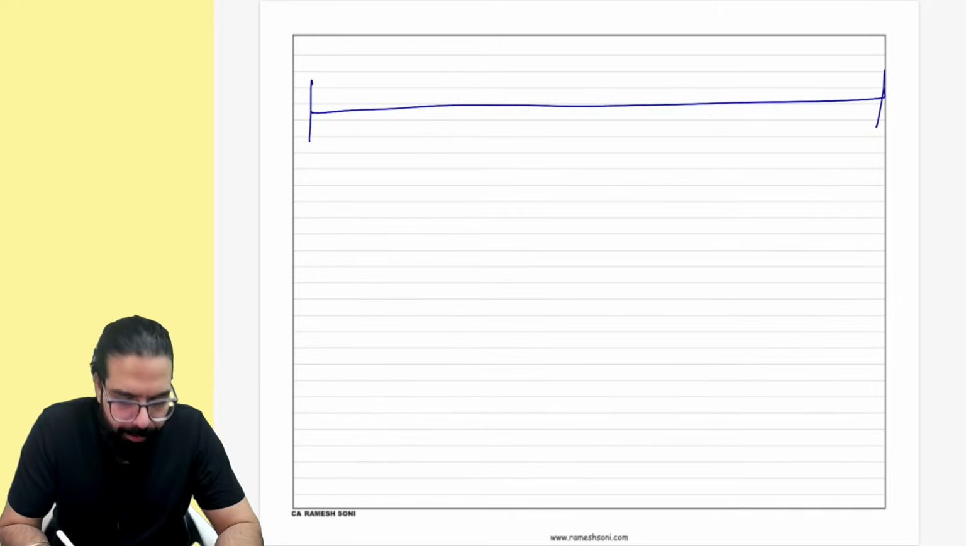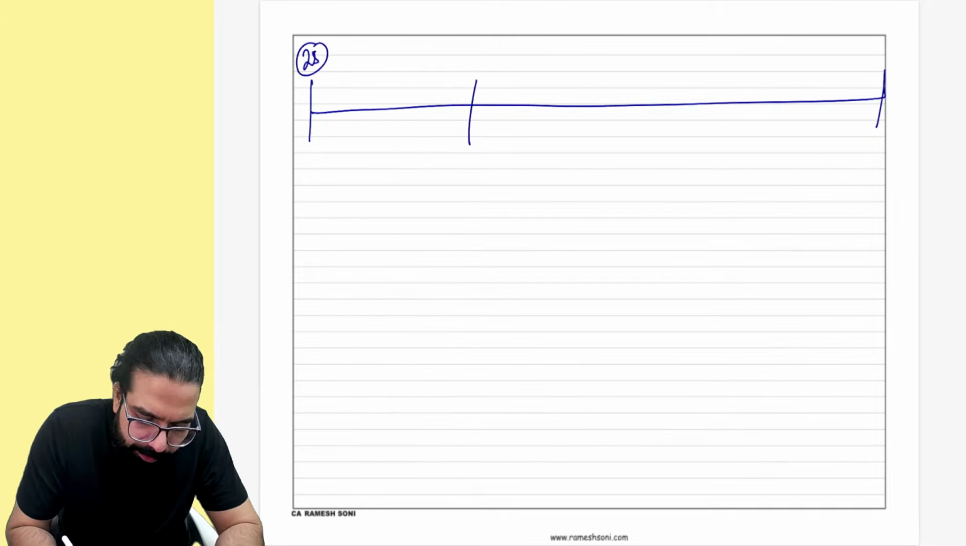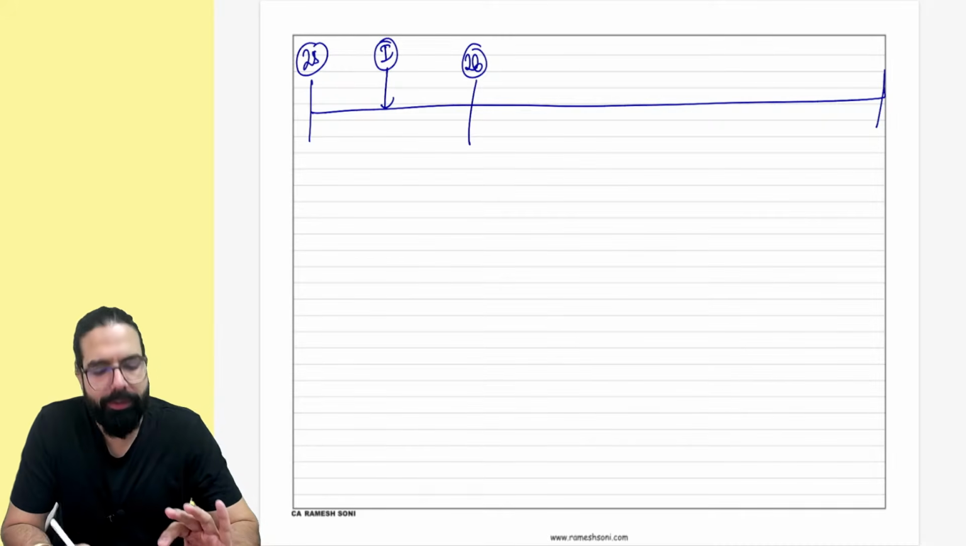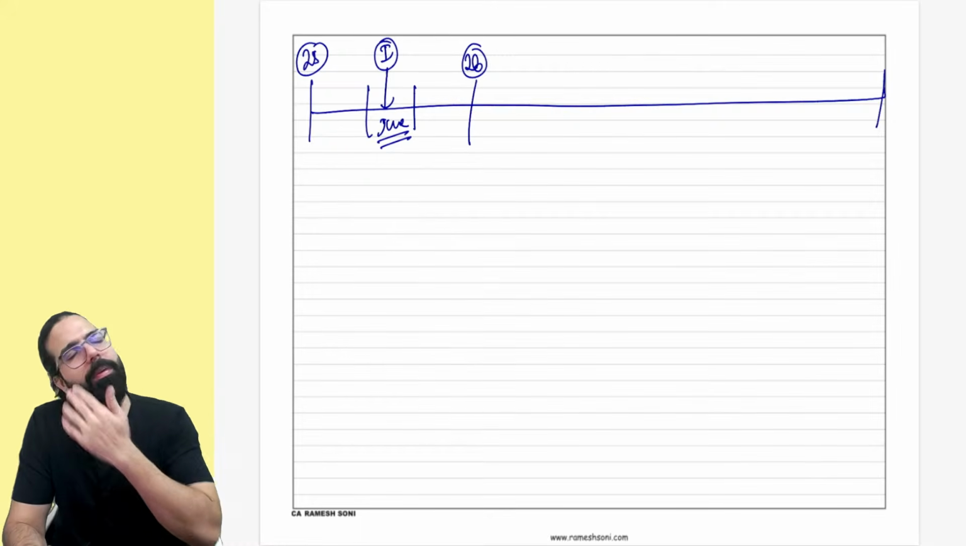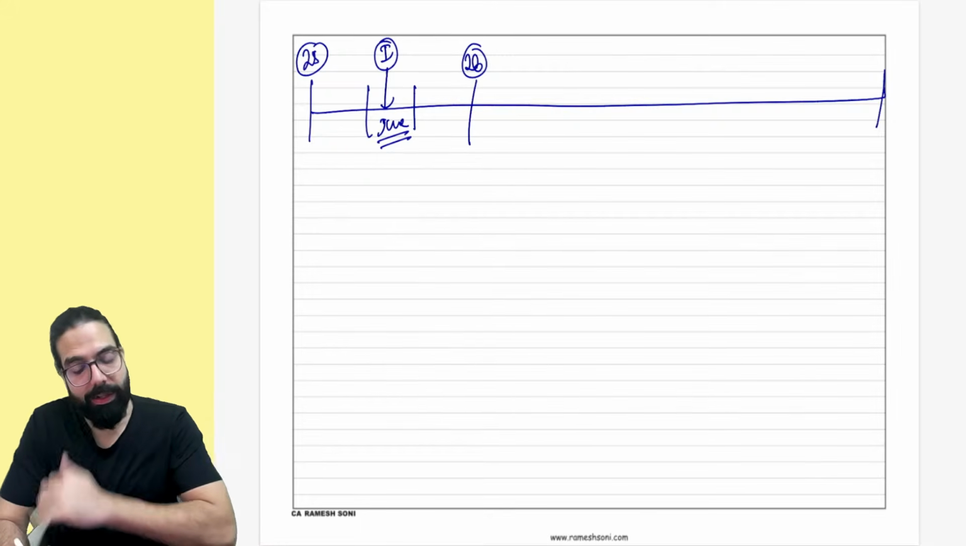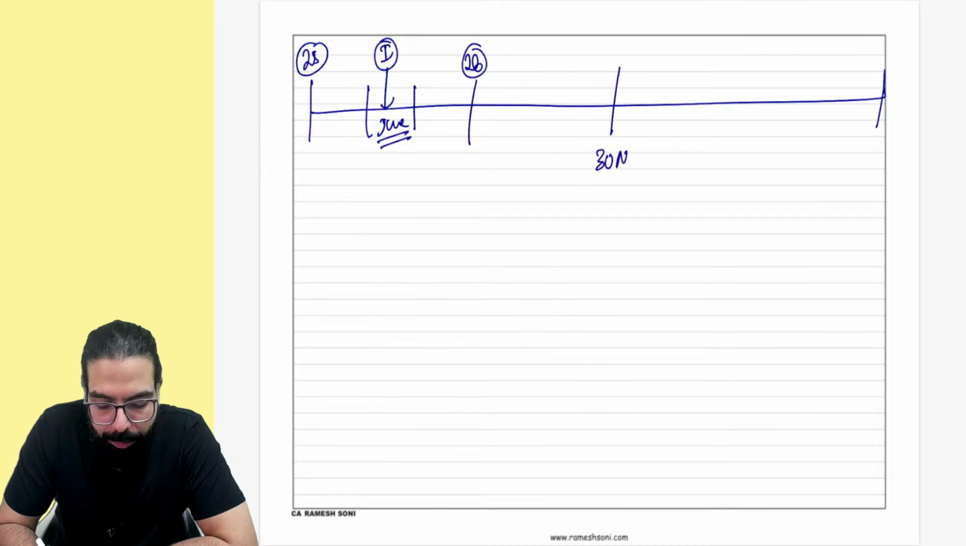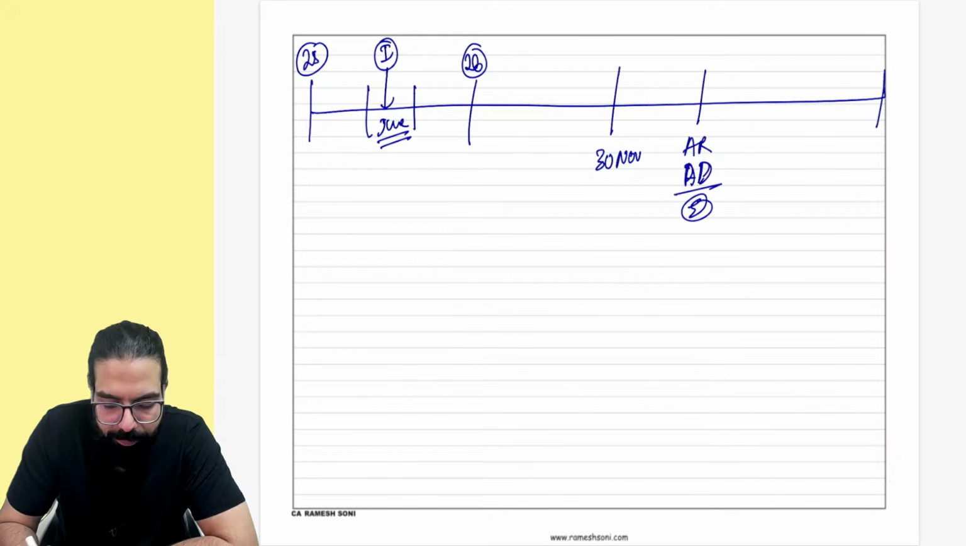For example, this is the year 2025-26. I received one invoice for this year. This invoice was received in the month of June, but I did not take the ITC. I missed it. What is the last date to take the credit? 30th November or annual return, actual date of filing, not due date, actual date of filing, whichever is earlier.